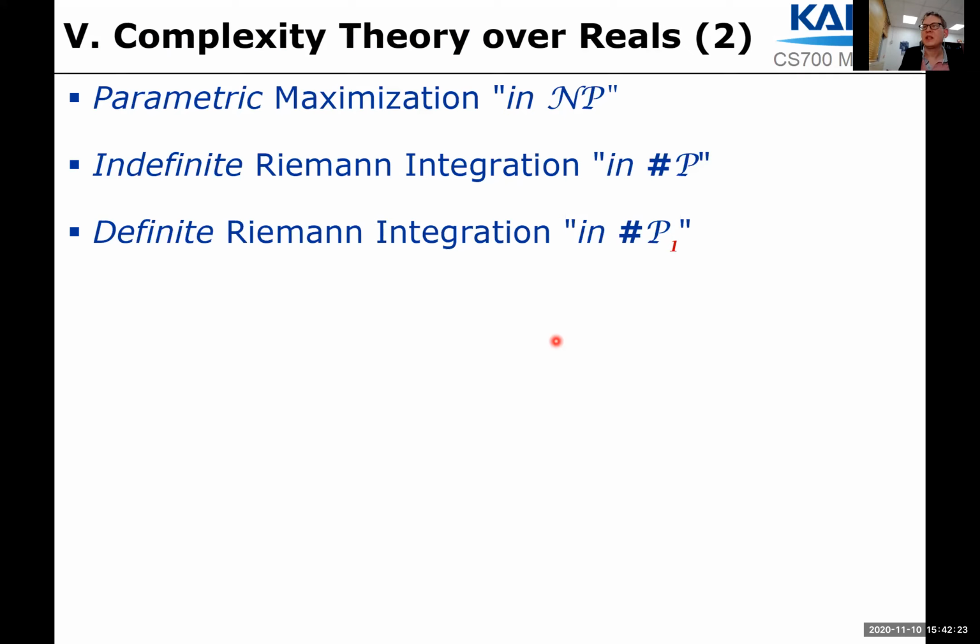But the interesting thing is that if P is equal to NP, then, although the size of the subdivision is exponential, we can still recover a polynomial time algorithm. Similarly, if FP is equal to #P, then although the number of terms in the Riemann sum is exponential, we can still obtain a polynomial time algorithm. And similarly for definite Riemann integration, where the upper integration bound is fixed, we can get away with the weaker hypothesis that FP1 is equal to #P1.